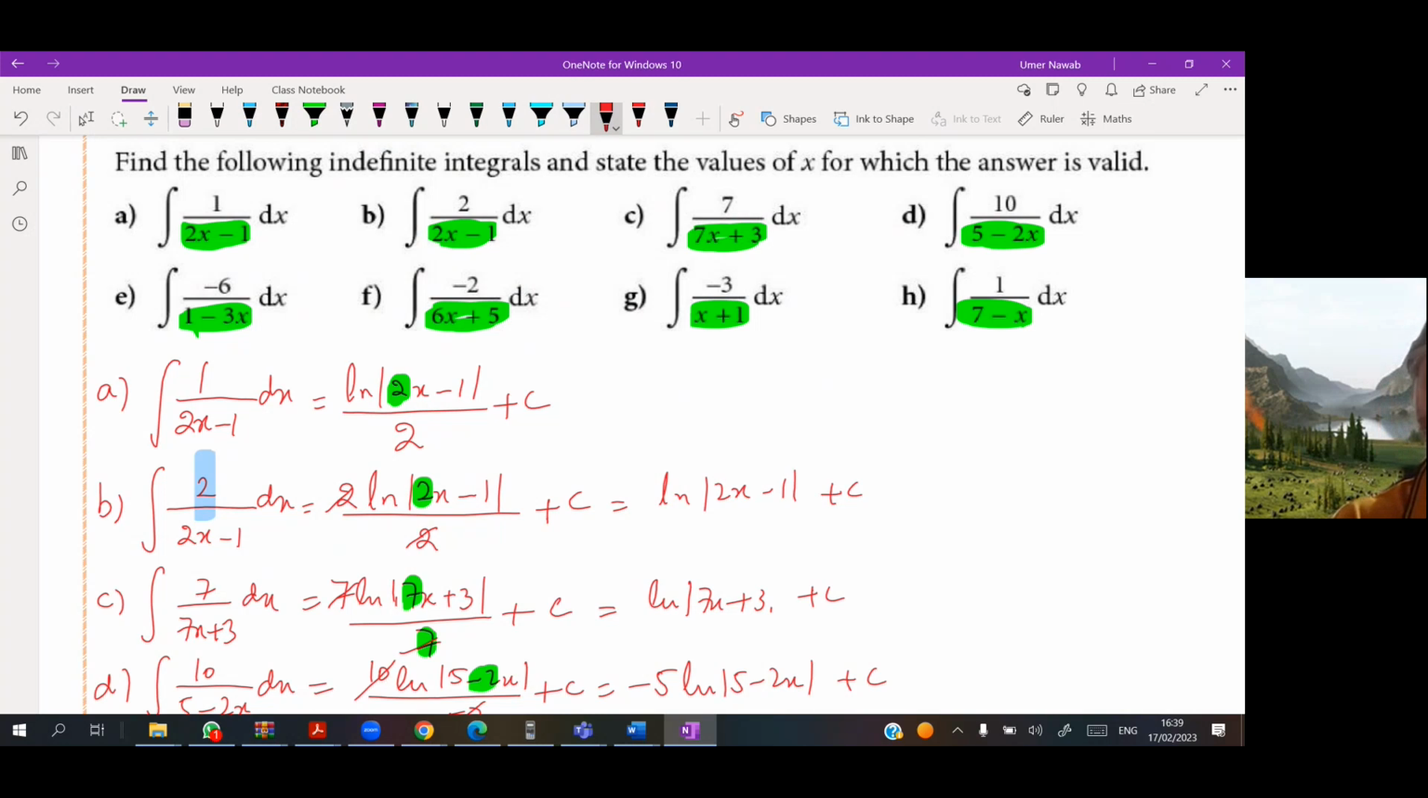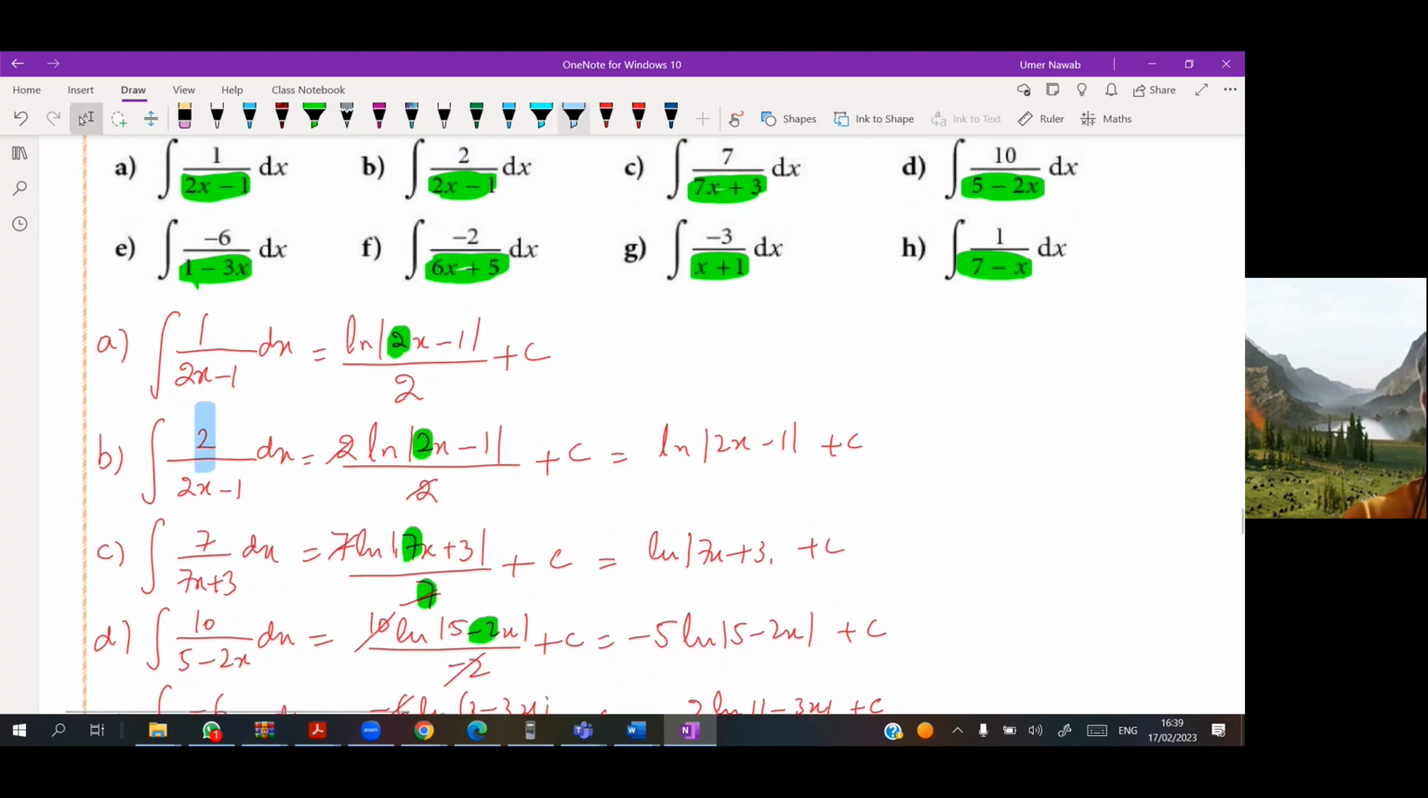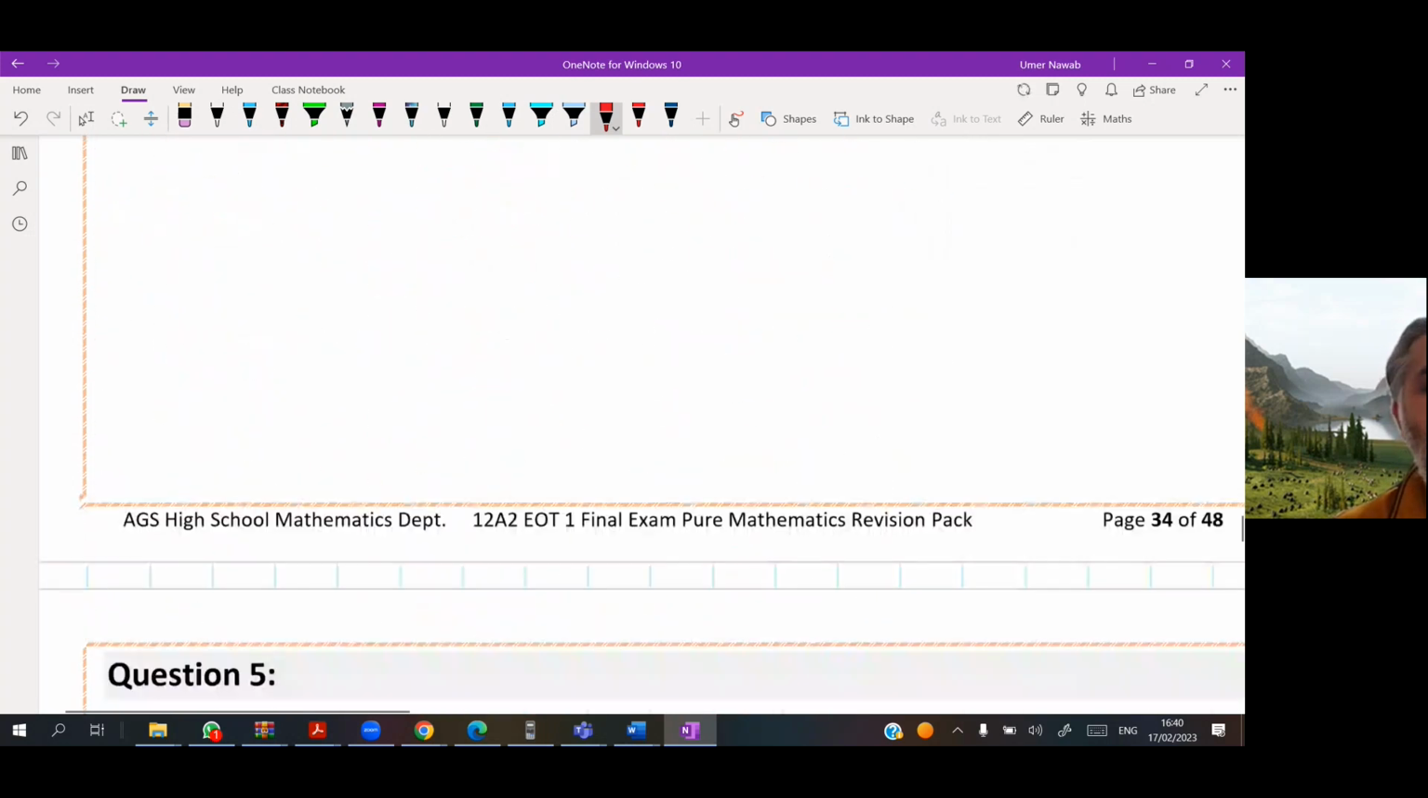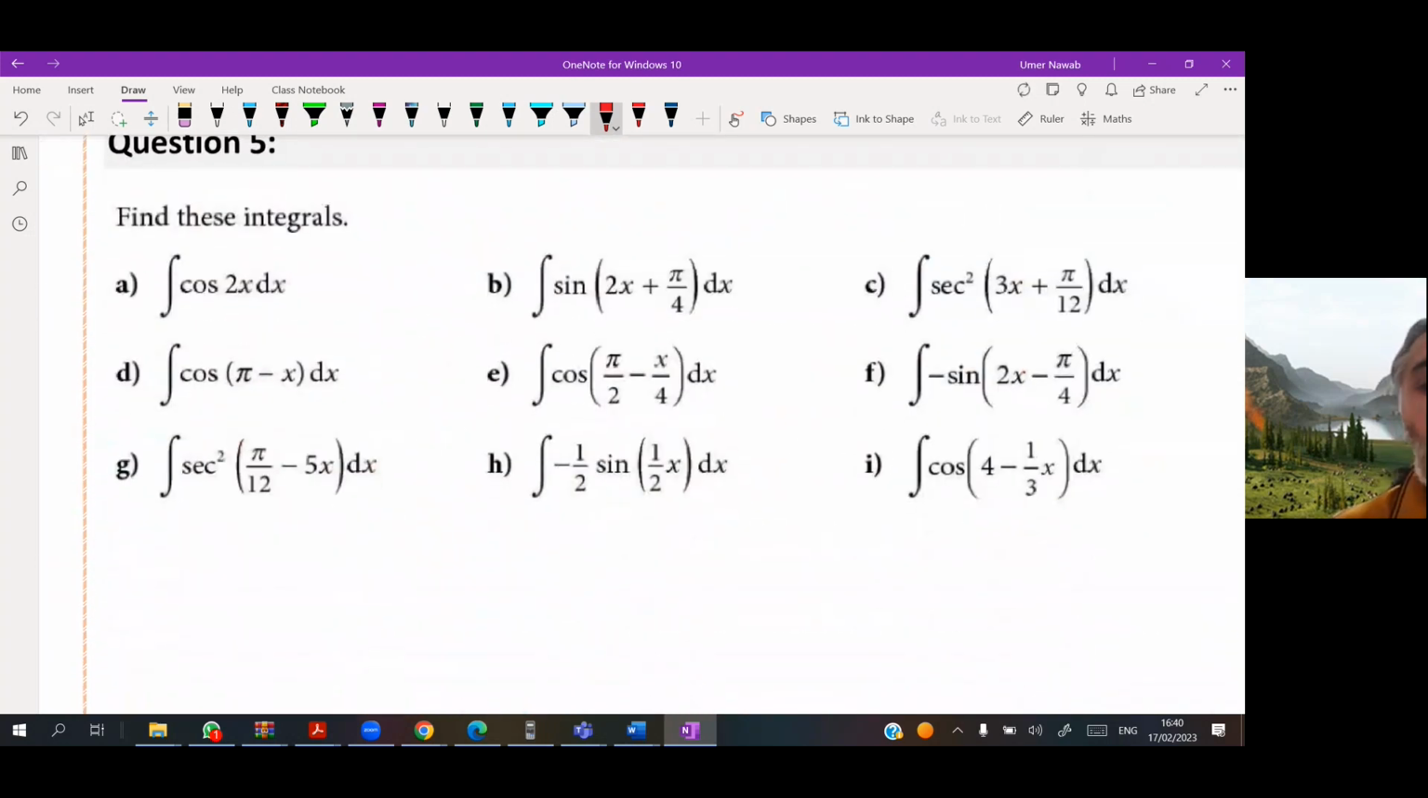He has also said to state the values of x for which the answer is valid. I think, guys, that can be related here because you remember the ln argument has to be positive. So 2x minus 1 has to be greater than 0. You can explain it to the examiner that this is the valid region, but I don't think for the final exam you need to concentrate on that. My actual focus is that students need to know how to find the integration of any particular expression. So now 2 techniques are discussed with you. I'm going to jump to the next expression.